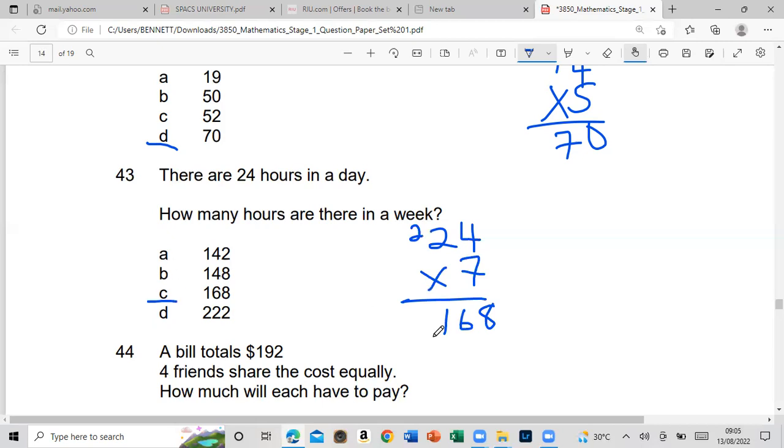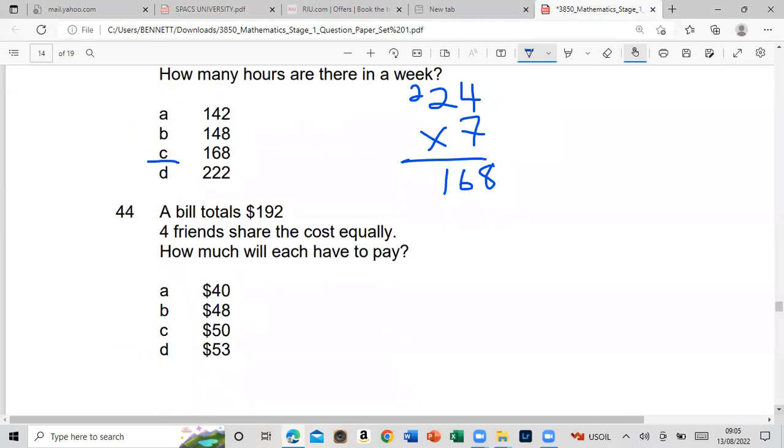Let's move on to 44. A bill costs $192. 4 friends share the cost equally. How much will each have to pay? So a bill costs $192. That's the total bill. But the 4 friends go out and hang out and say we're going to share the bill equally. How much will each person pay?